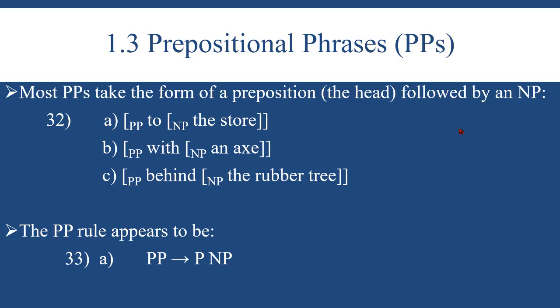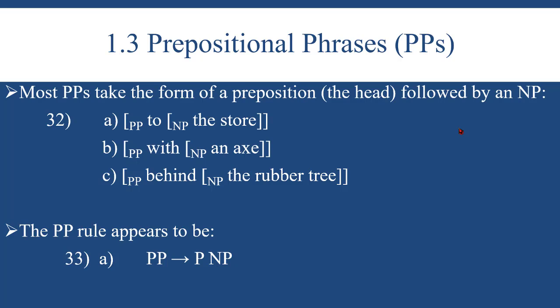Now let's move on to prepositional phrase. Now we have seen noun phrase, adjective phrase, adverb phrase. Most PPs take the form of a preposition. This preposition, of course, is the head of the prepositional phrase, followed by an NP. For example, to the store, with an X, behind the rubber tree. So we have PP, which is to, and the NP, which is the store. PP with, NP, which is an X. PP behind, NP, which is the rubber tree.